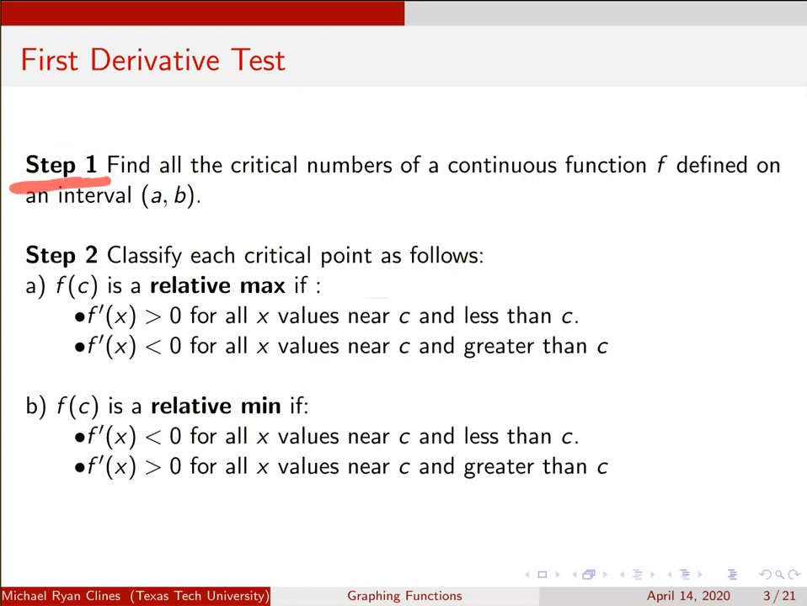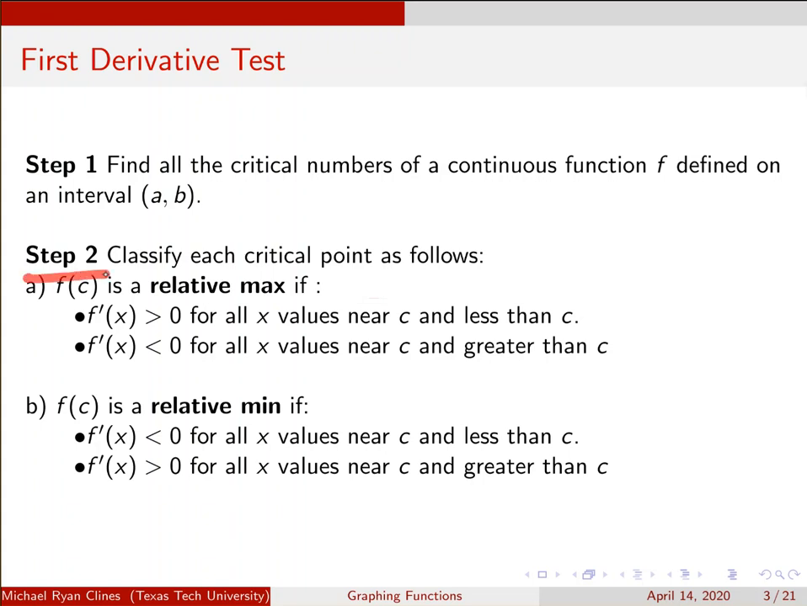We're just going to focus right here on step 1. For this first derivative test, the first step is to find all of the critical numbers of a continuous function f defined on an open interval (a, b). To put that simply, find all of the critical points. Take the derivative, figure out where it's equal to 0, and figure out where it doesn't exist, because that will give us all of our critical points.